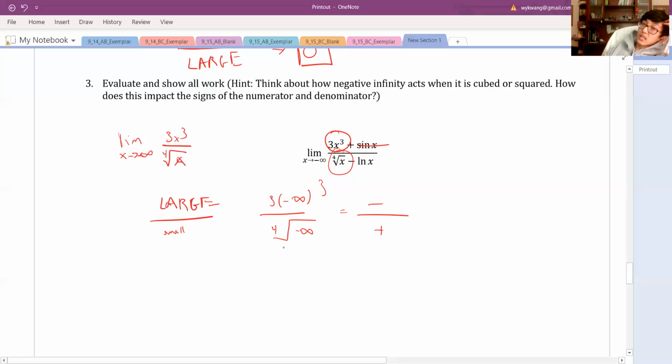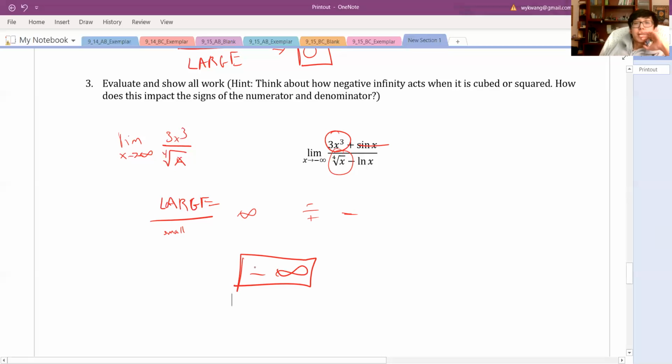If you think about it, it's like an even number in a sense. So in this case, overall it's a negative over a positive. This is going to infinity. It's negative over a positive. So overall it's negative. Our answer is going to be negative infinity.